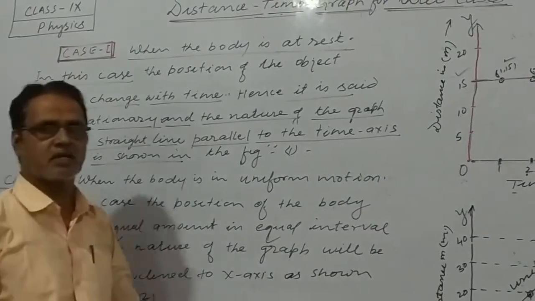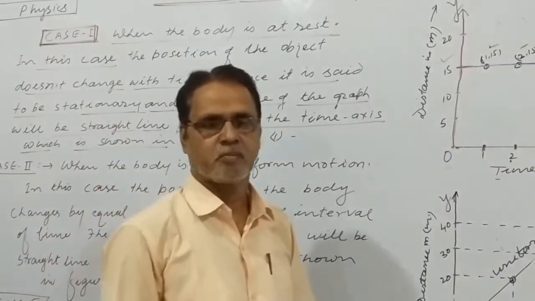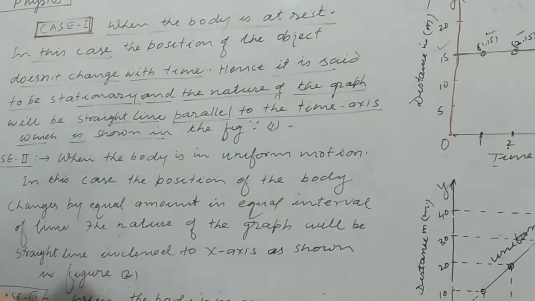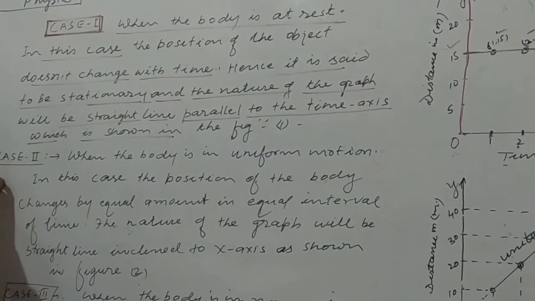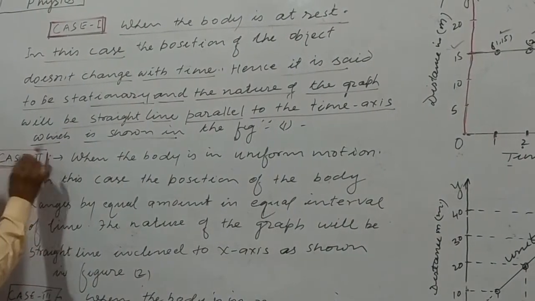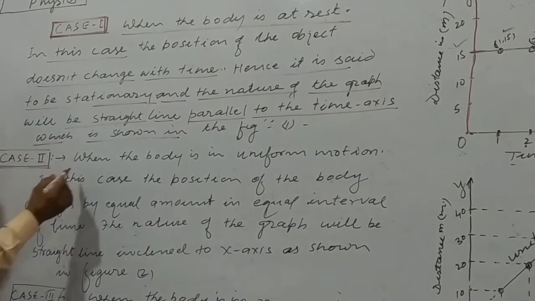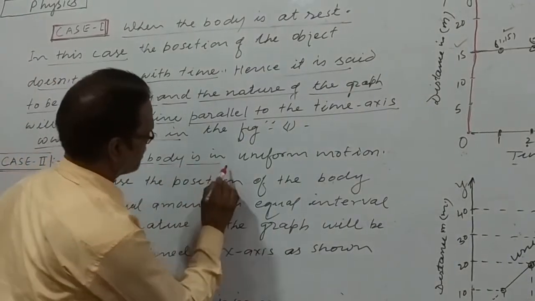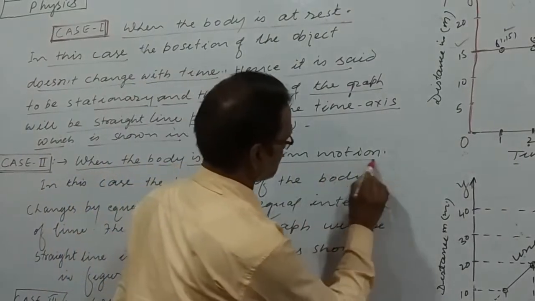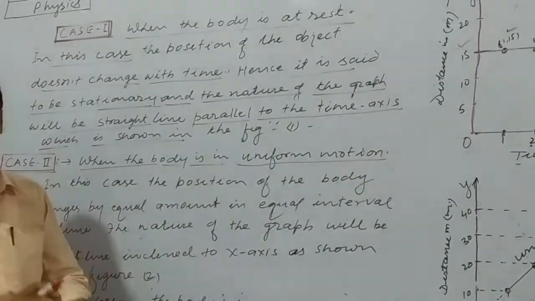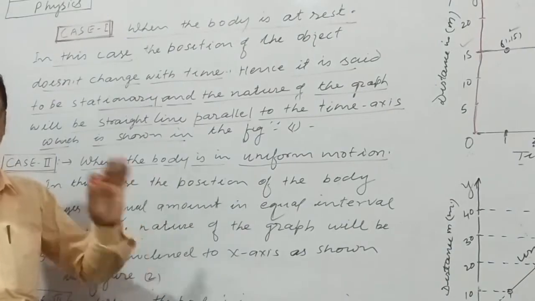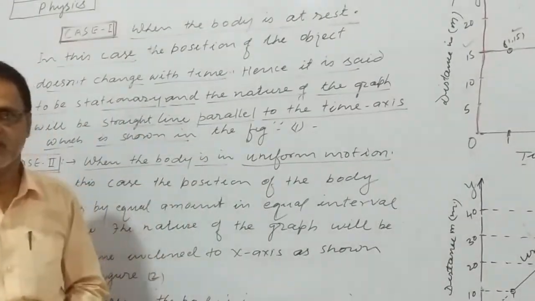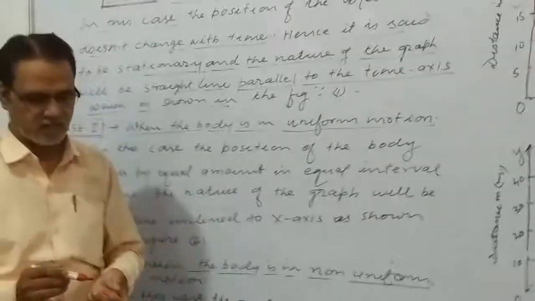So the nature of the graph will be a straight line parallel to the time axis when the body is at rest. Okay. Now let us see the second case. Second case क्या है? When the body is in uniform motion. जब body uniform motion में है, तब what type of graph will be there? ग्राफ किस प्रकार का होगा? And what will be the nature of the graph?